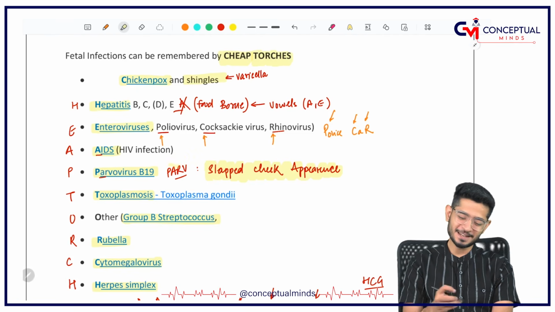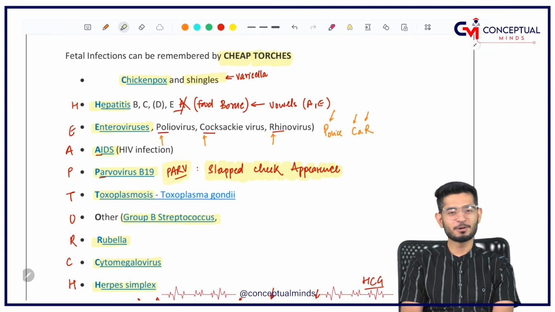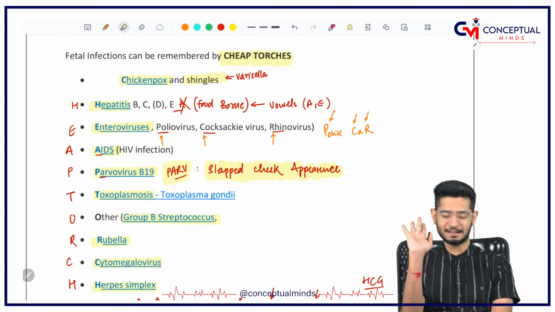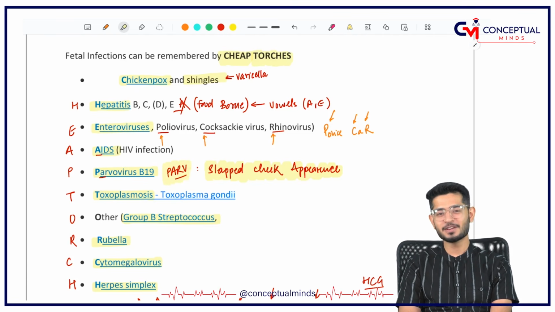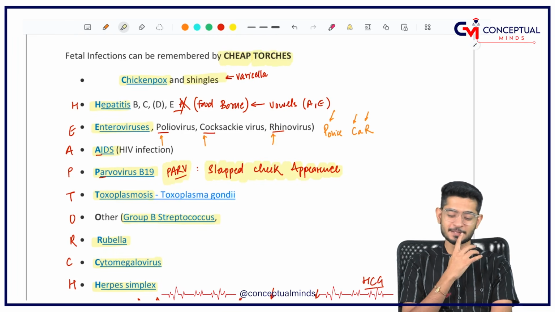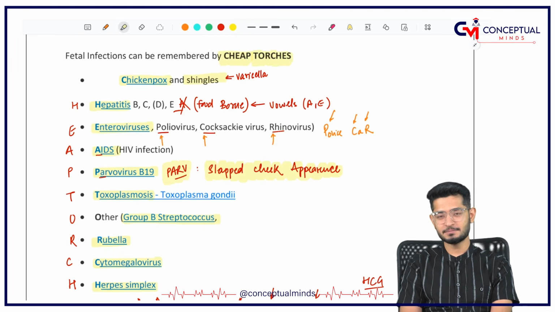So Parvovirus B19, this is the mnemonic. If you don't study well, so this is a slapped cheek appearance which is seen in Parvovirus B19. Slapped cheek appearance that is seen with Parvovirus B19.